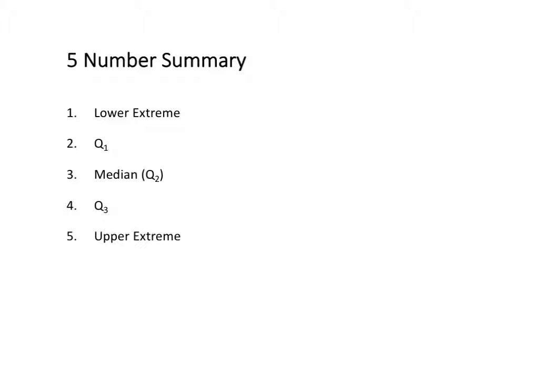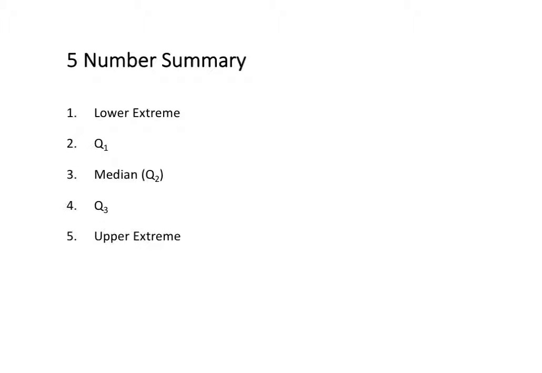In this video, we're going to have a look at 5-number summaries. A 5-number summary is a representation of a data set. It is a summary of the key parts of that data. So the 5-number summary consists of the following.